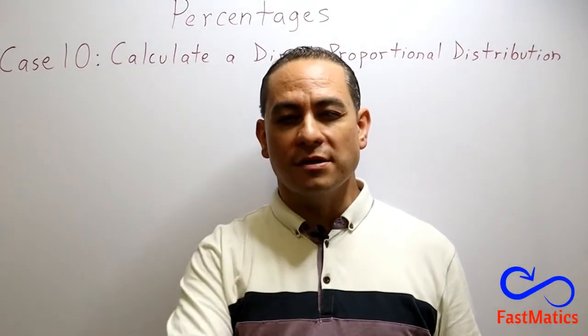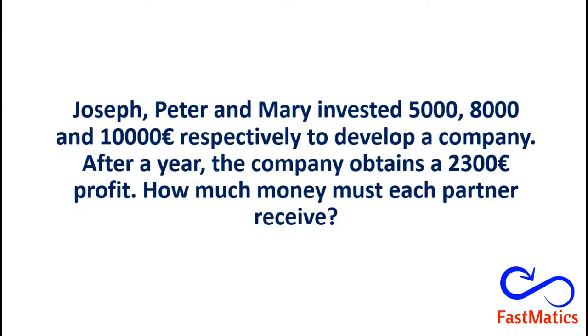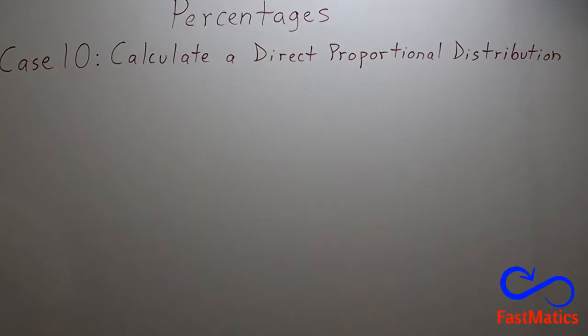Let's see one example. Joseph, Peter and Mary invested 5,000, 8,000 and 10,000 euros respectively to develop a company. After a year, the company obtains a 2,300 euros profit. How much money must each partner receive? Let's see. I have said that always when you have a percent problem, you use the rule of 3.